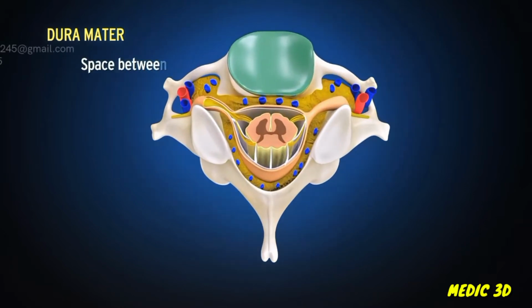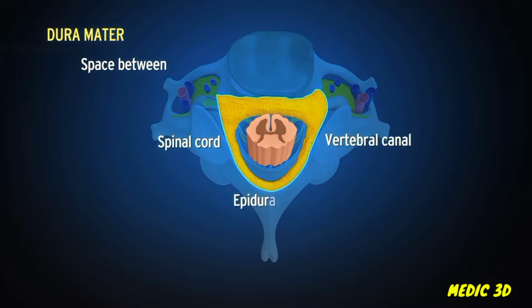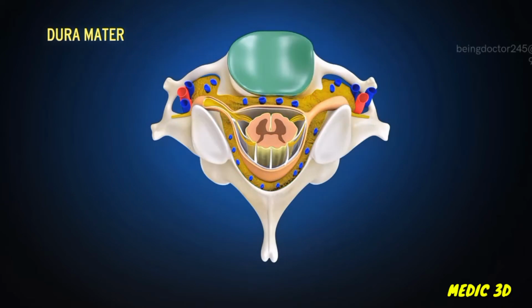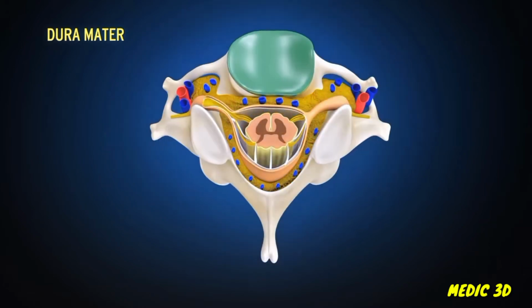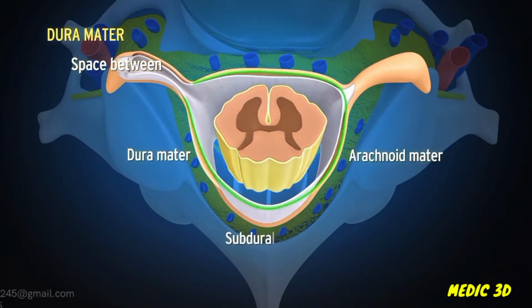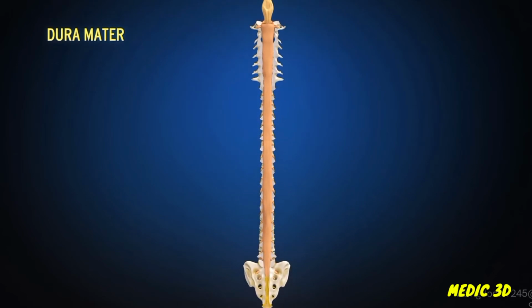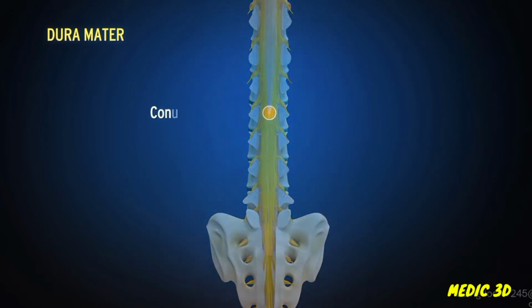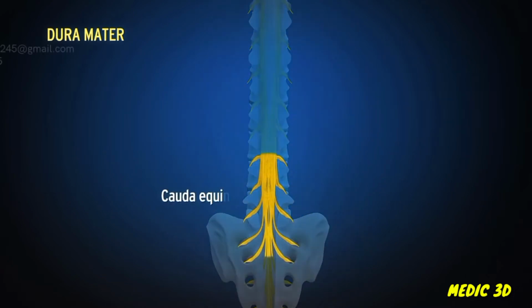There is a space between the spinal cord and the vertebral canal known as the epidural space. It contains loose areolar tissue, semi-liquid fat, and internal vertebral venous plexus. The space between dura mater and arachnoid mater is known as subdural space. It contains a layer of capillary fluid. The dura mater forms a pouch inferior to the conus medullaris, called the lumbar cistern, containing the cauda equina.